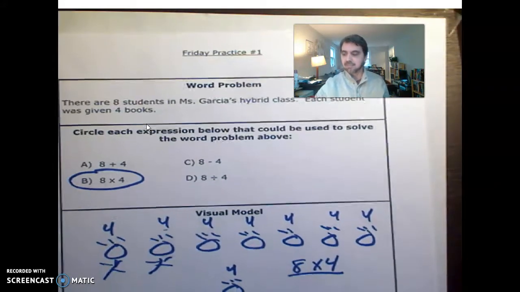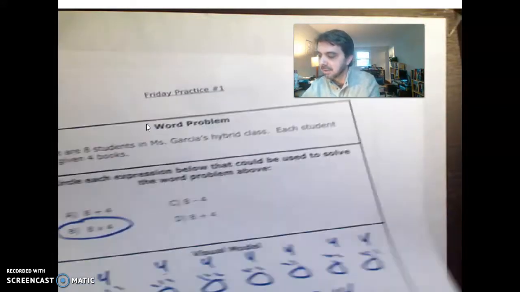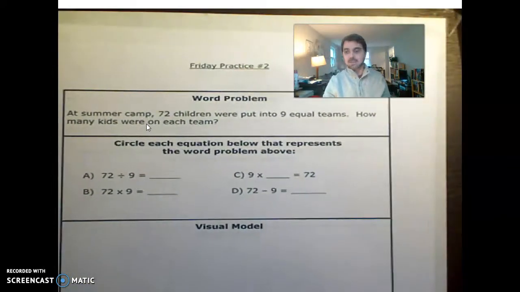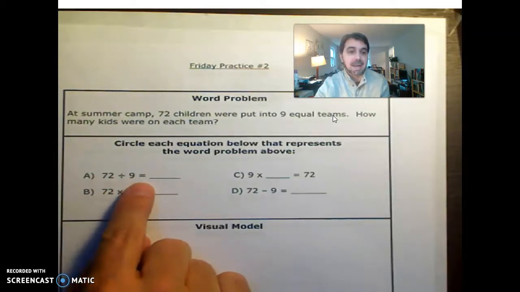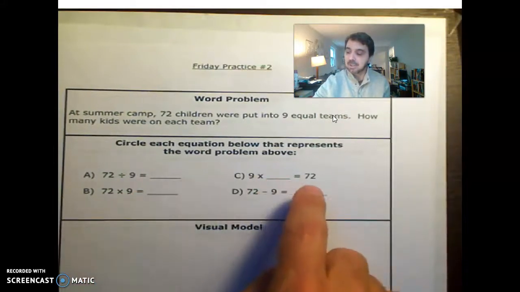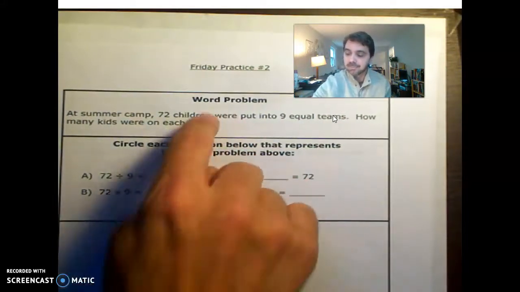Okay? All right, let's look at the next one. I'm going to read it to you, then I want you to try it. It says, at summer camp, 72 children were put into 9 equal teams. Now remember, you don't have to be able to do any of these. You don't have to know what 72 divided by 9 is or 72 times 9. You're just trying to match which expression goes with it.